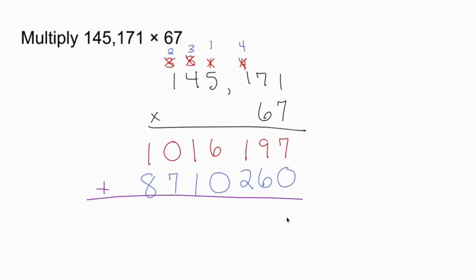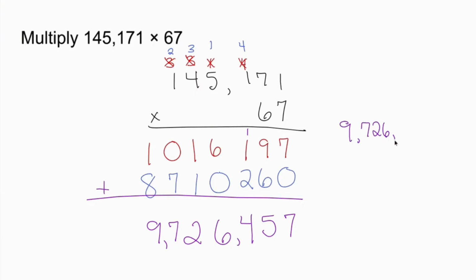7 plus 0 is 7. 9 plus 6 is 15. Write out your 5, carry over the 1. 1 plus 1 is 2. 2 plus 2 is 4. 6 plus 0 is 6. 1 plus 1 is 2. 0 plus 7 is 7. 1 plus 8 is 9. Go from the right, 1, 2, 3, comma, 1, 2, 3, and we end up with 9,726,457.